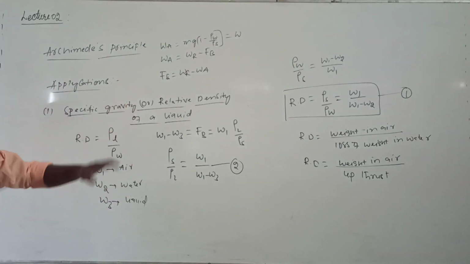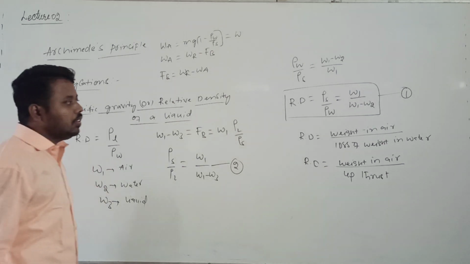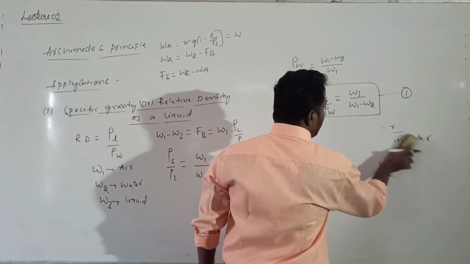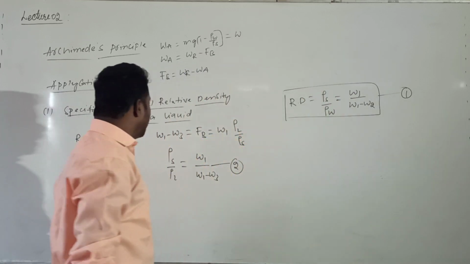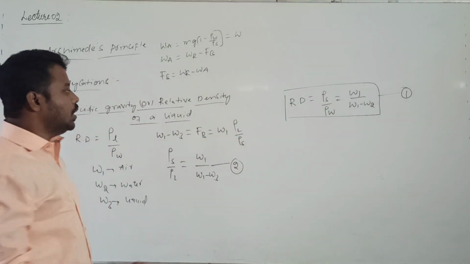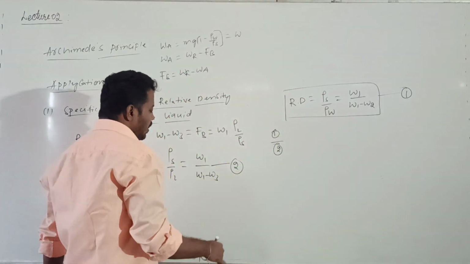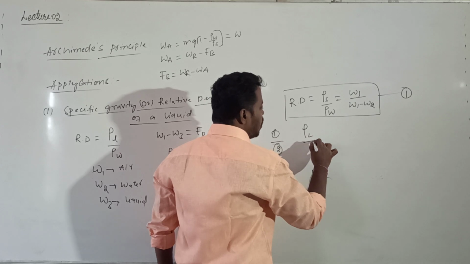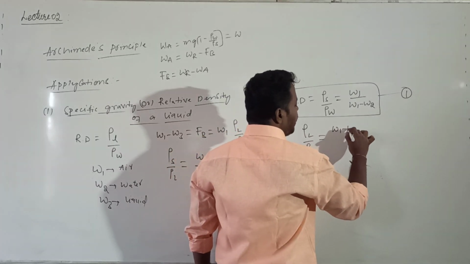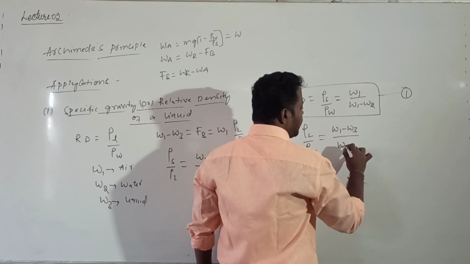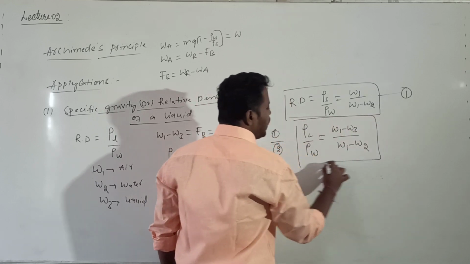Now we know equation 1, we know equation 2. Now I want to calculate rho l by rho w. To calculate the value of rho l by rho w, I am dividing equation 1 by equation 2. Then what will I get? After division, finally I get rho l by rho w. Rho s cancels. It will be equal to W1 minus W3 divided by W1 minus W2. So this is the formula to calculate the relative density.